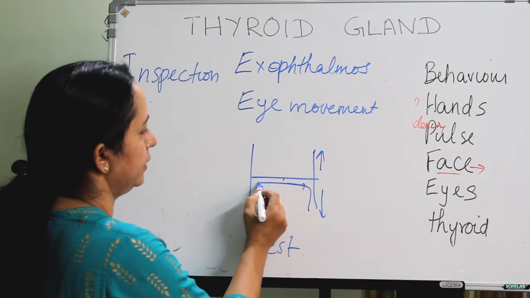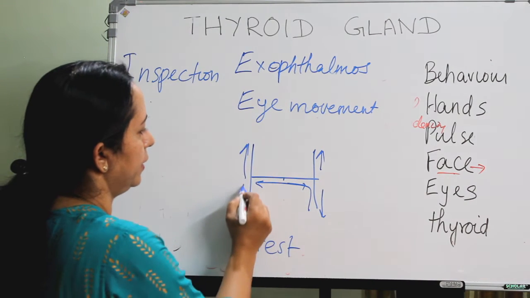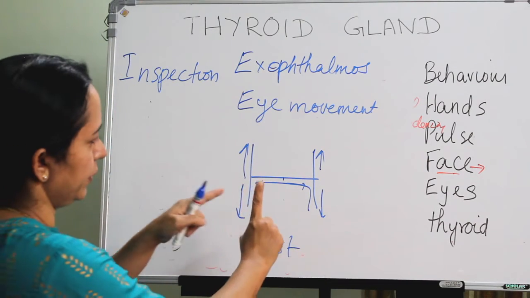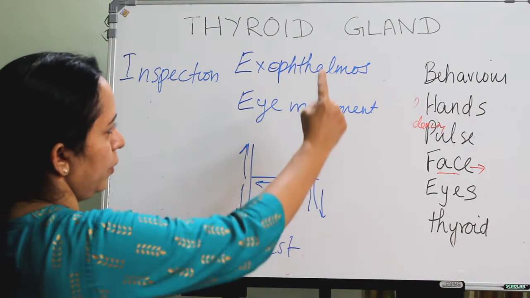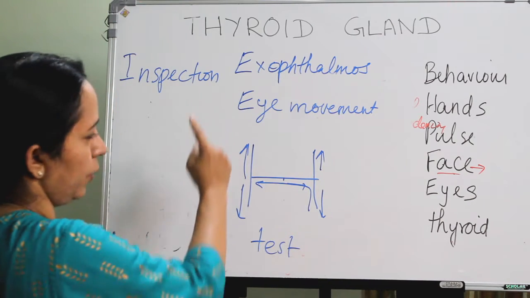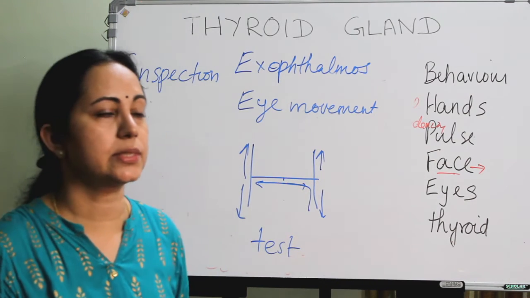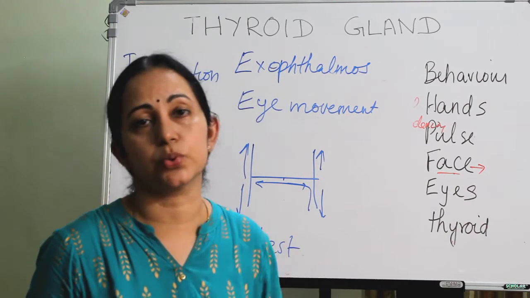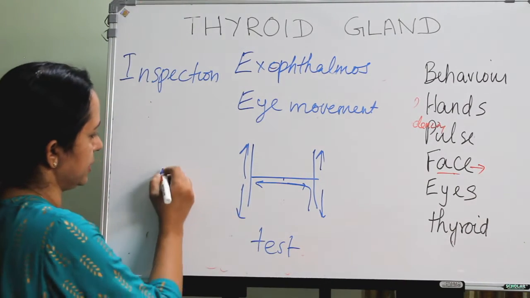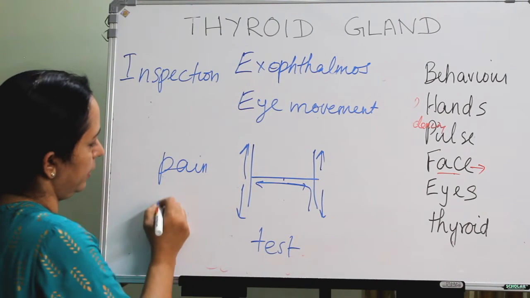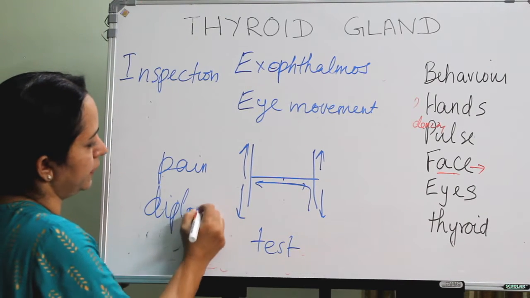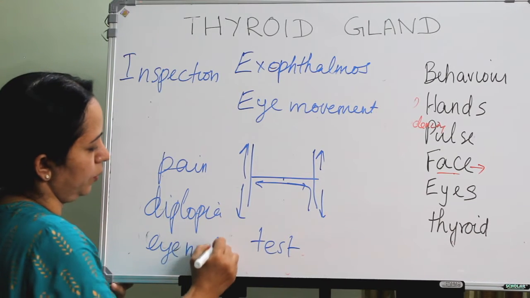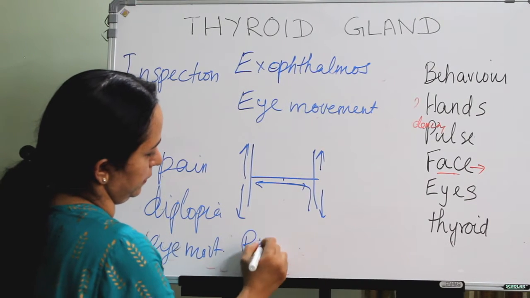Then go to the other side, above and below. That is the H test. So ask the patient to look at the tip of your finger. Move it to the left, above, below, then to the right, above and below. And look for any restriction of eye movement, and also ask the patient to tell if there is pain on movement, and also double vision. Okay, that is the H test: pain, diplopia or double vision, and restriction of eye movement.